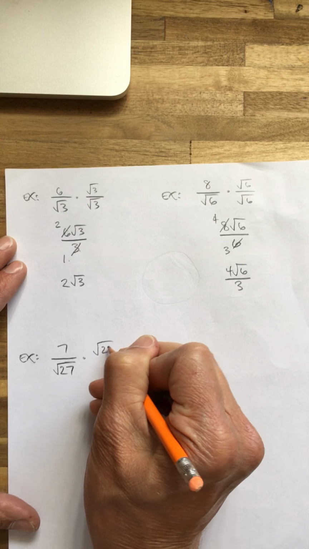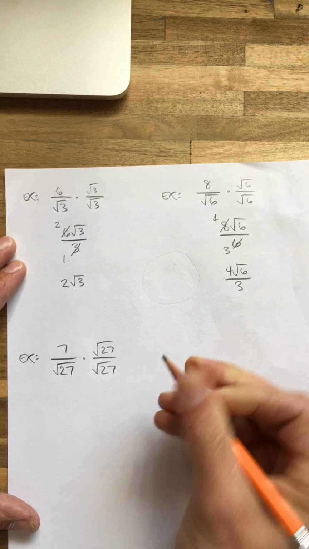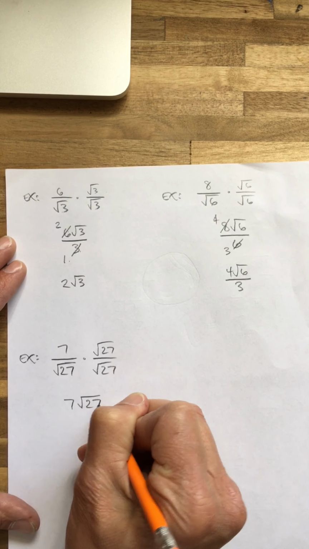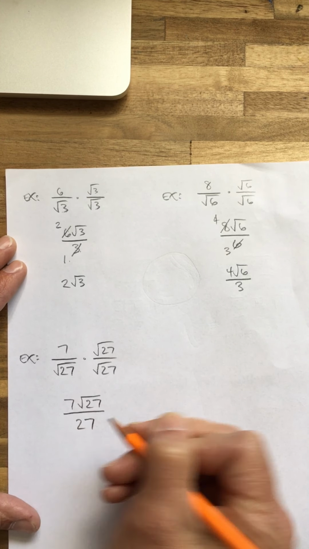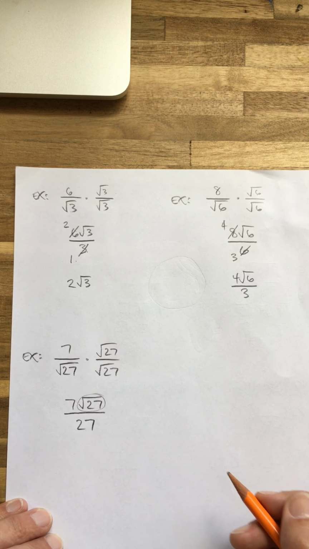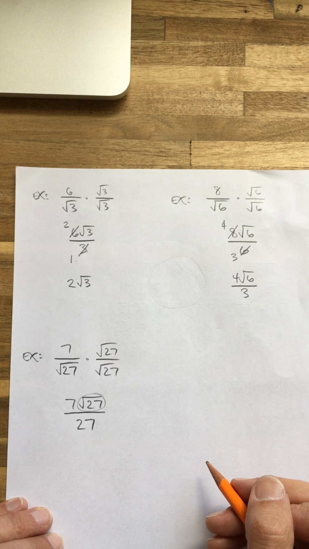Here we go. Multiply by square root of 27 over square root of 27. What do you get? Okay? Here we go. 7 square root 27 over 27. All right, so far, not too bad. But here's the thing, the square root of 27, that can be broken down.